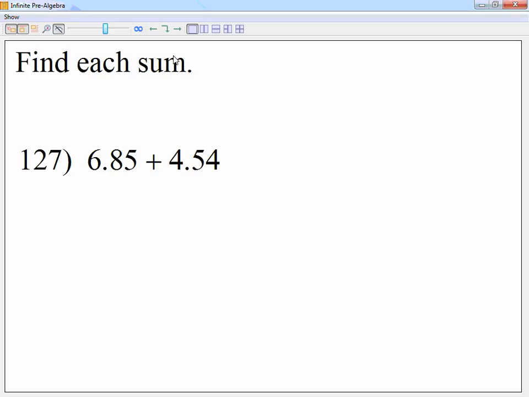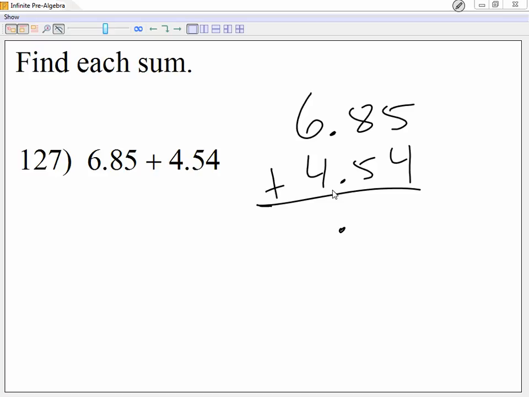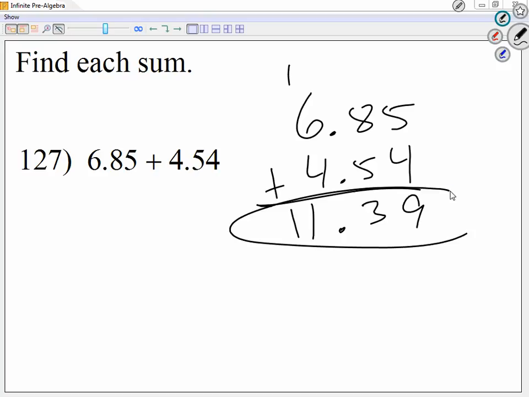All right, now for decimals, when we're adding decimals, we line up the decimal point. So I'm going to have 6.85. I'm going to add it to 4.54. Like I said, what I line up is my decimal point. I know 5 plus 4 is 9. 8 plus 5 is 13, so carry a 1. 1 plus 6 plus 4 is 11. So my answer is 11.39. For adding or subtracting decimals, line up the decimal point.